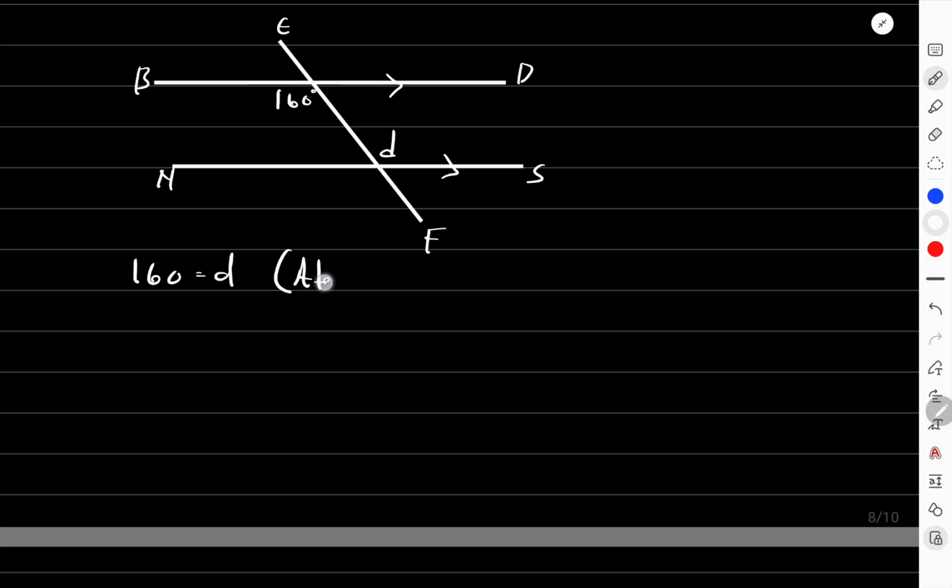Reason is going to be alternating angles. After writing alternating angles, I have to write which lines are parallel. Line BD is parallel to line NS. Then I'm done. I now know what the value of D is. It is 160 as well.